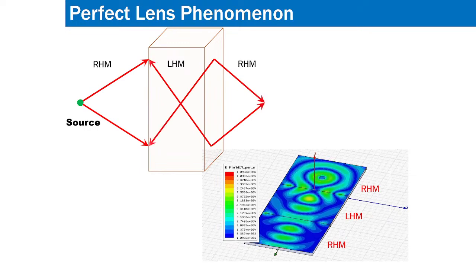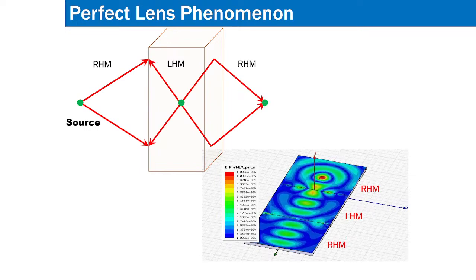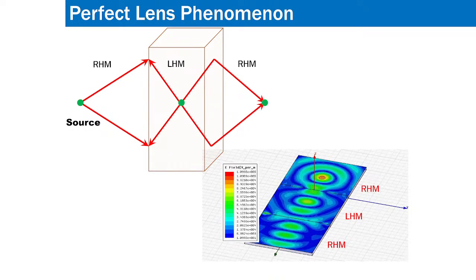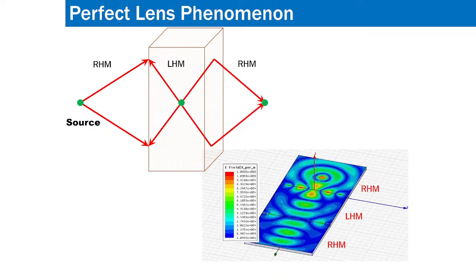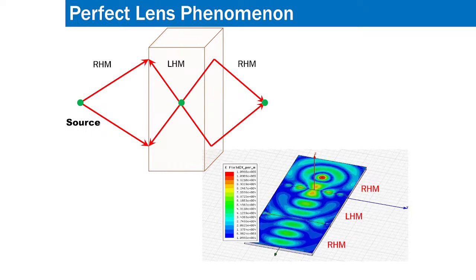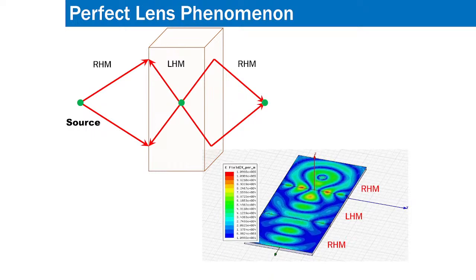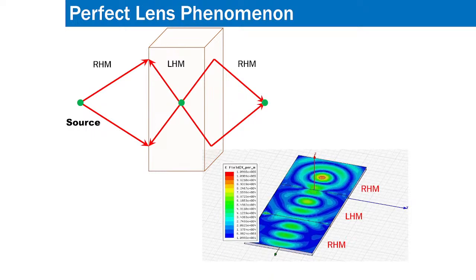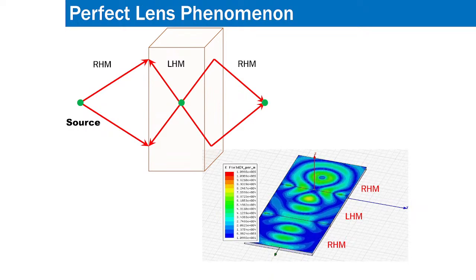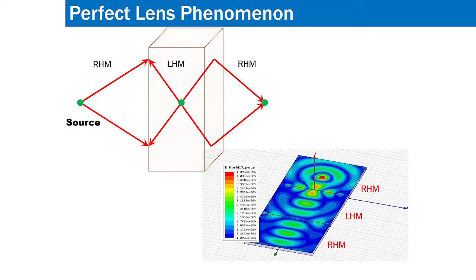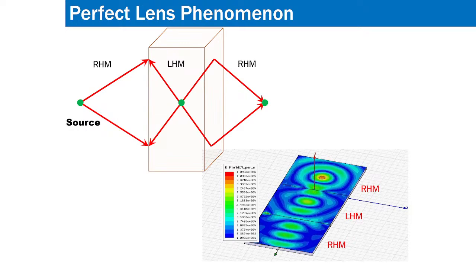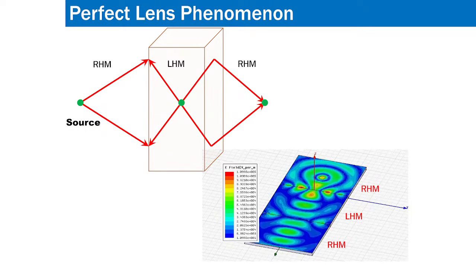Now, let us see the simulation of perfect lens phenomenon. In the simulation of perfect lens phenomenon, we have a source in the right-handed medium. Then we have a slab of left-handed medium. Now, what happens from the source? The light ray comes to the left-handed medium. Then they are focused within the left-handed medium. So the middle green point, that is the focus within the left-handed medium. From there, they come out again at the right-handed medium.